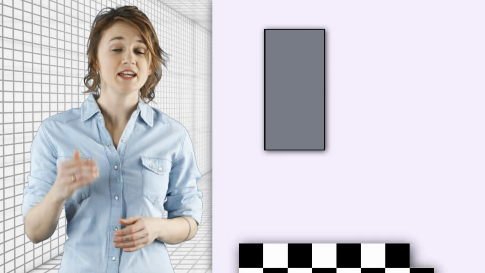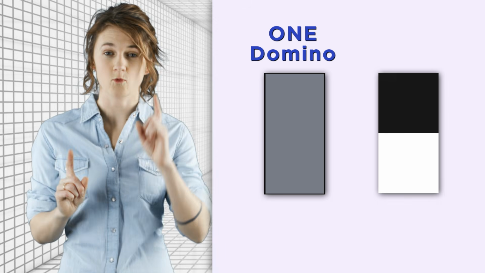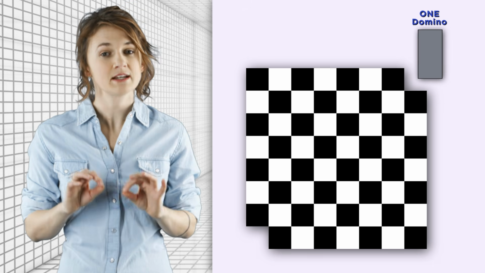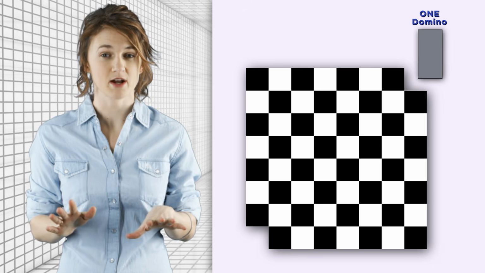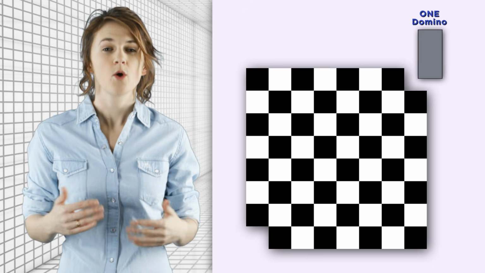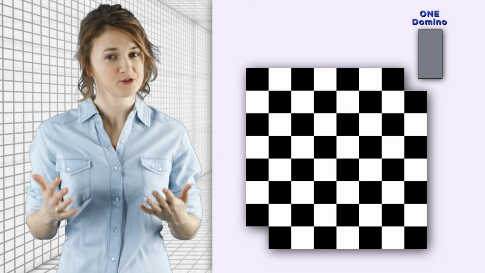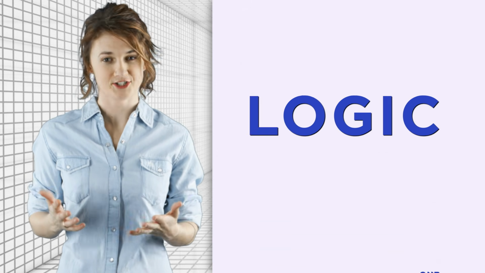Okay, each domino covers one black and one white square. Since we removed two white squares, there are an uneven number of white and black squares. It can't work. What we just used is the first and most important tool in our mathematical proof toolbox: logic.